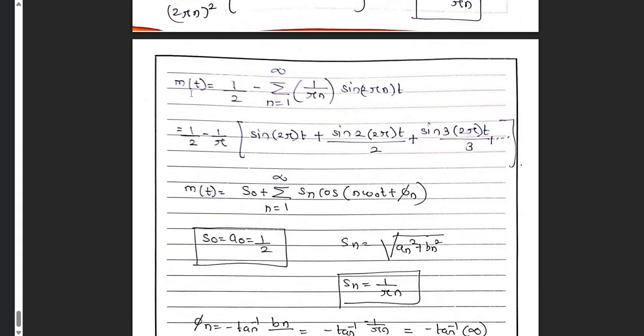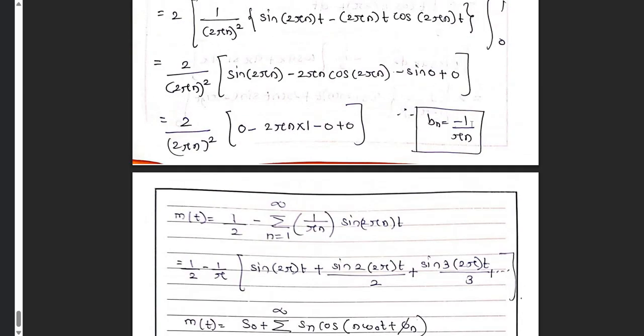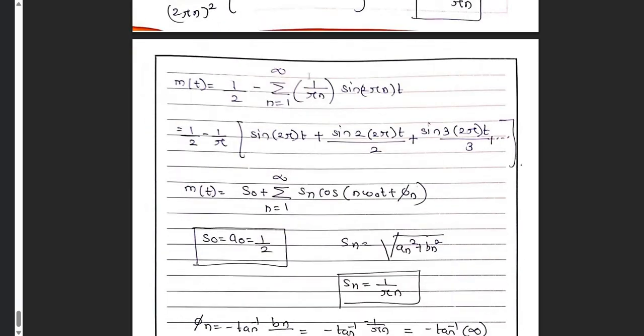Now our decomposition will be m of t is equal to a0 is 1 by 2 minus this minus sign is of this minus 1 upon pi n. So therefore an term is already 0 and bn term is bn into sine n omega 0 t. So it is bn into sine 2 pi n t. If we expand, then a few terms you can write in the decomposition form.